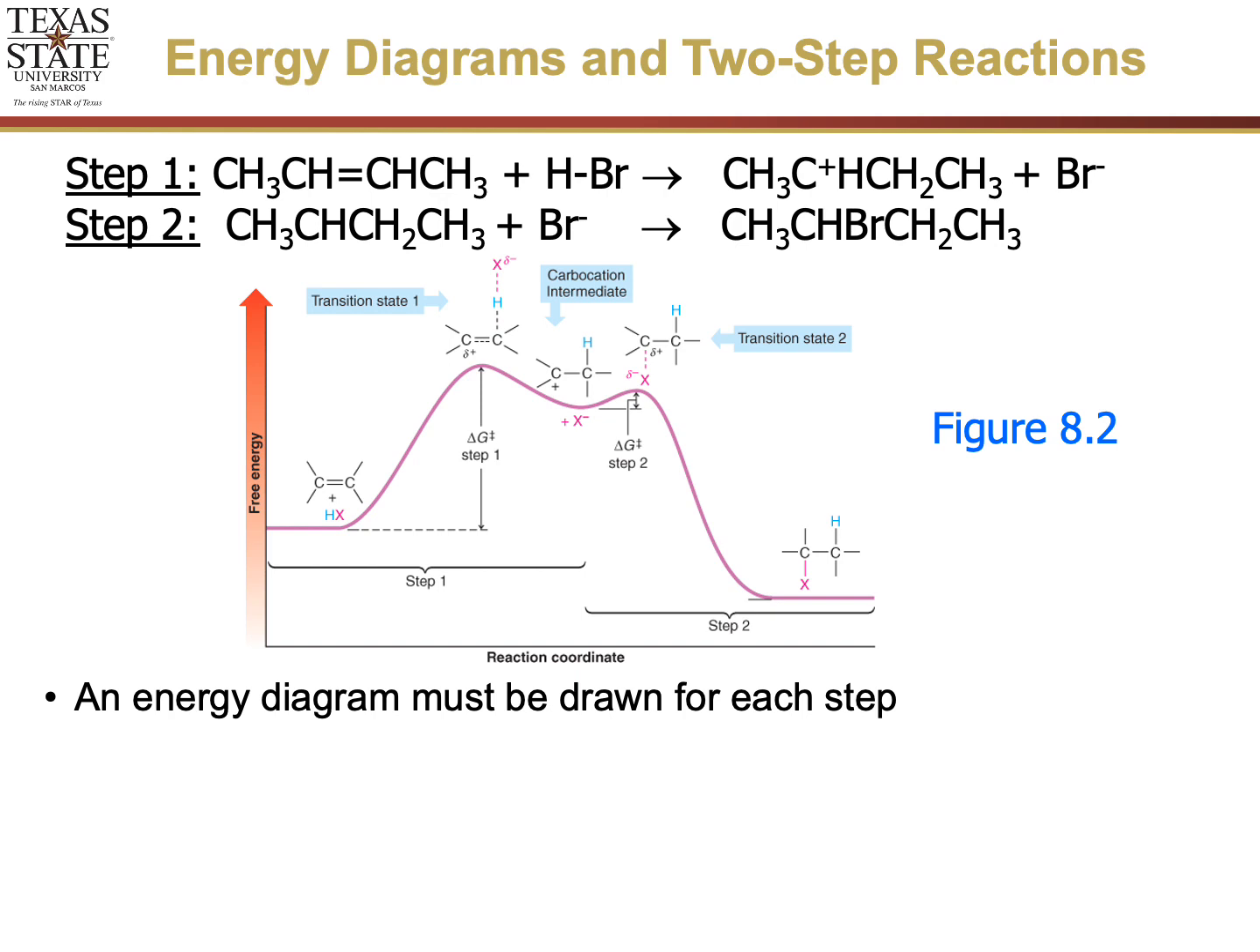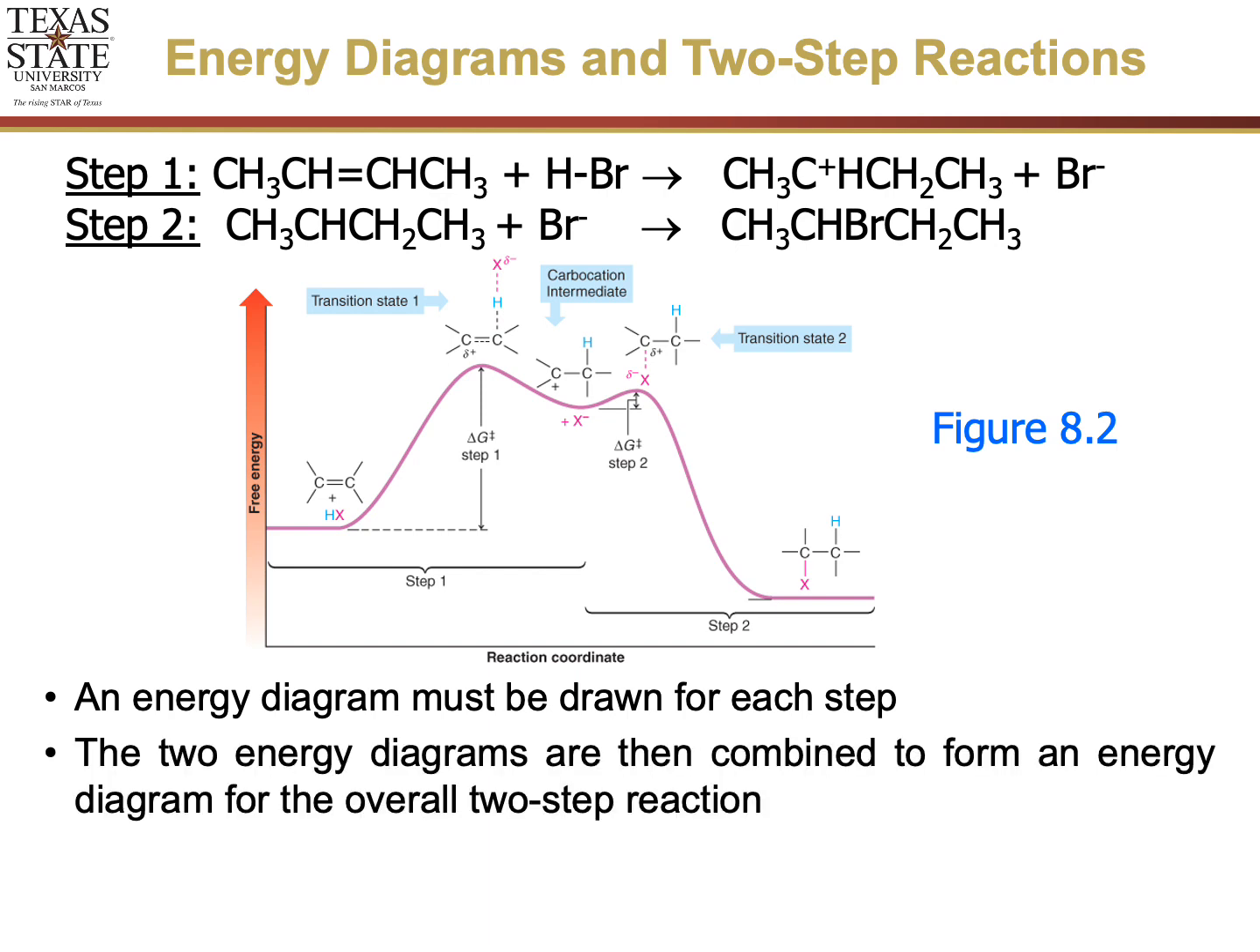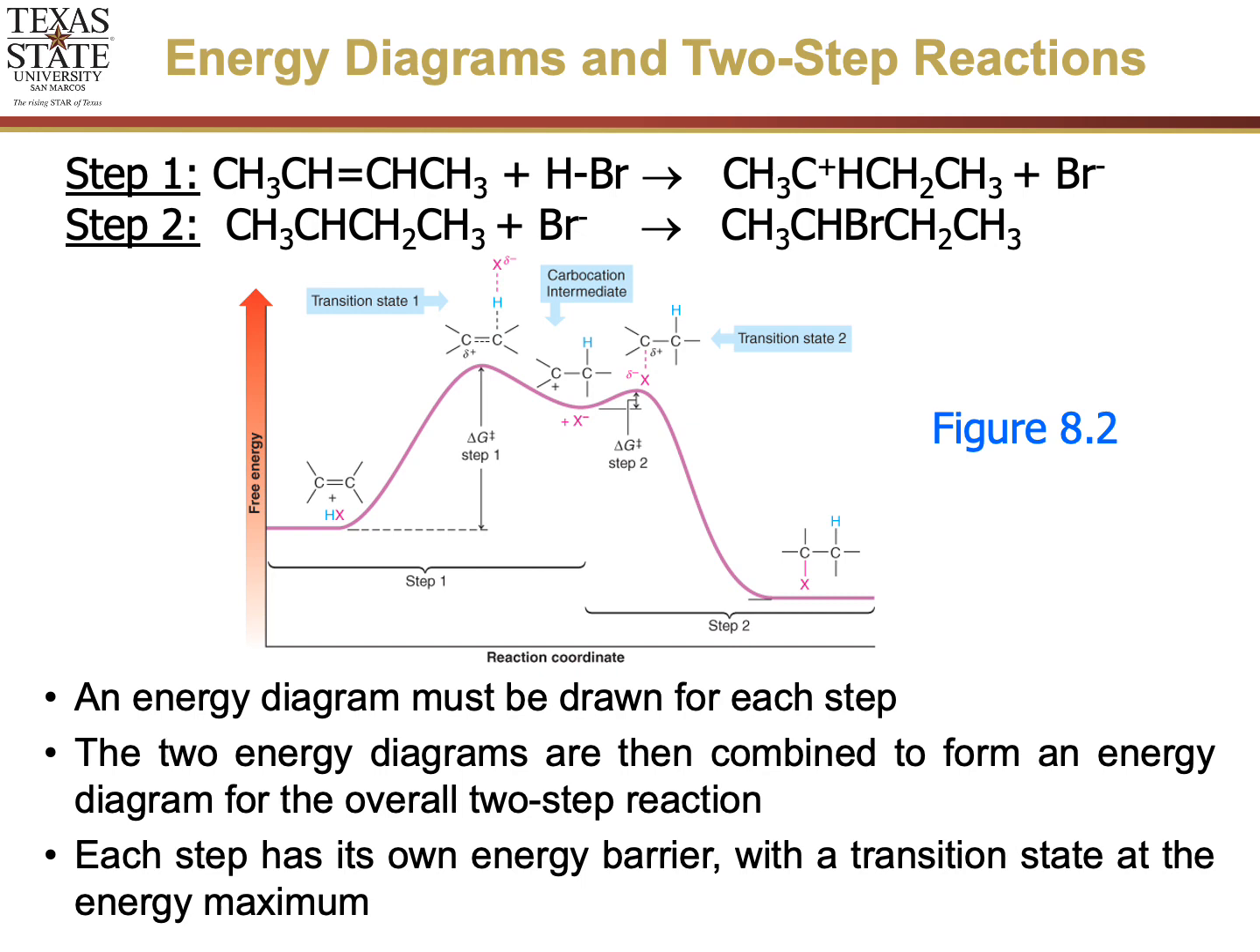Now that intermediate has to undergo preferably a much smaller activation energy, but it still has to undergo some activation energy to form its second transition state where it's starting to form that next bond. Once it forms that next bond, it gains energy and therefore goes downhill to give us our products that are much below the energy of the transition state or either of the activation energies. Okay? The two energy diagrams are combined to form the energy diagram for the overall two-step reaction. Each step has its own energy barrier and the transition state at its maximum energy for each of those transition states.